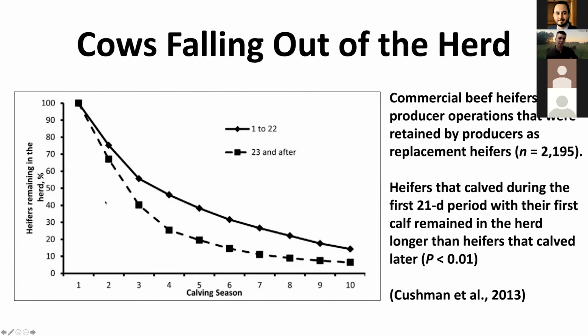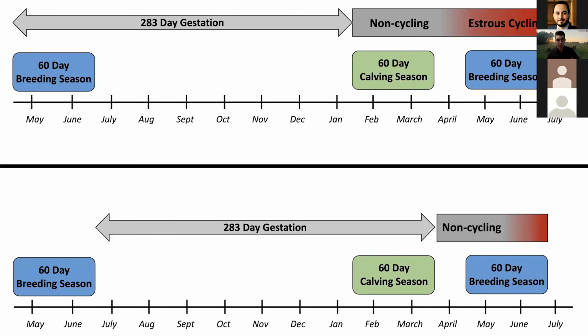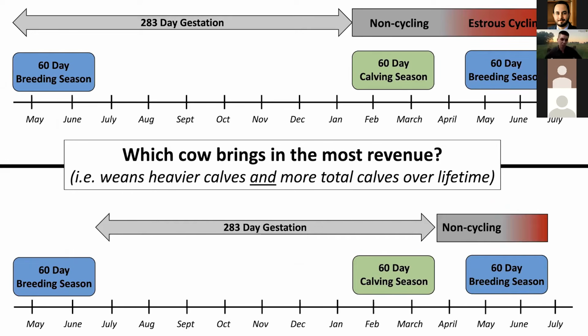But those heifers that conceive early stay in the herd longer. They remain in the herd for a longer period of time, and that is effectively lower depreciation costs potentially associated with heifers like that. To show you those two cows again, that's more of a cost angle. But what about the revenue side of things? Which cow brings in the most revenue, weans heavier calves, more total calves over her lifetime? It's obvious that it's the early conceiving cow, but it's sometimes not obvious just how much more revenue that cow brings in.